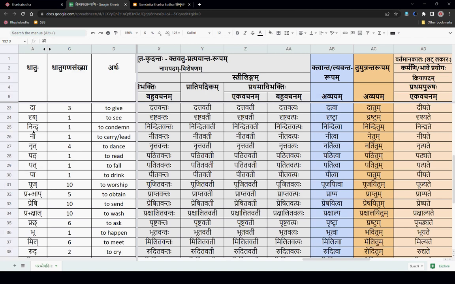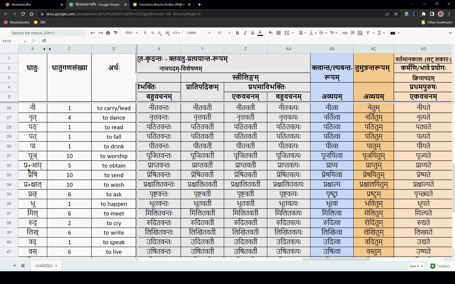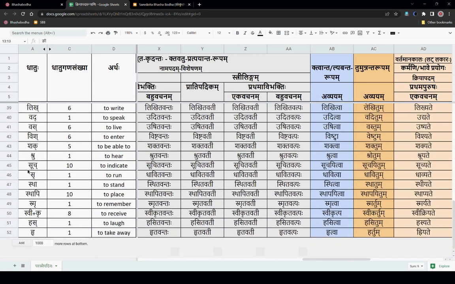Then what else? Ninda. Ninditva. Ni, we know. Patha. Pata. Pitva. Puja. All that comes. Shru. Shru dhavitva. Smru. Smrutva. Smru means remember. Now, if you add V here, what happens? Vismarati. Vismarana. What is Vismarana? To forget. So, meaning is opposite. Smarati, Vismarati. Add V. Smrutva, Vismrutya.